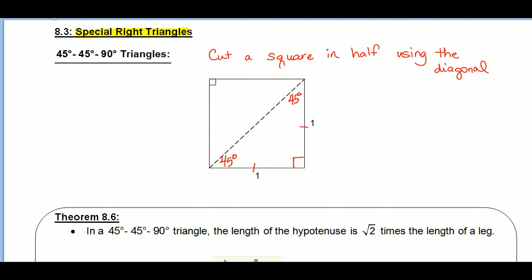We also know it has to be 45, 45, 90 because if it's a square, these two are isosceles, and if there's a right angle, then the only choices for the other two angles are 45 and 45. Now let's say each side is 1.